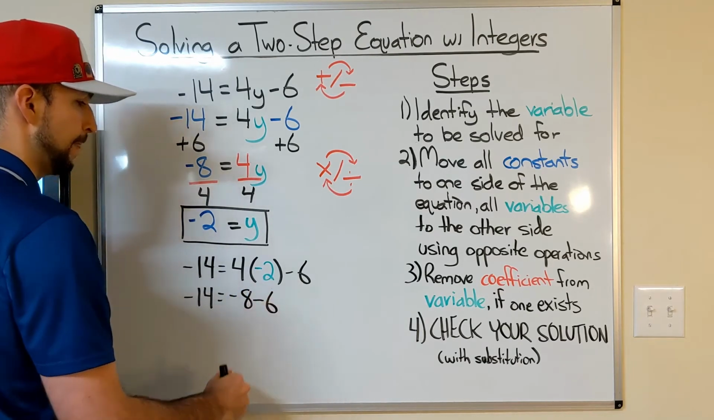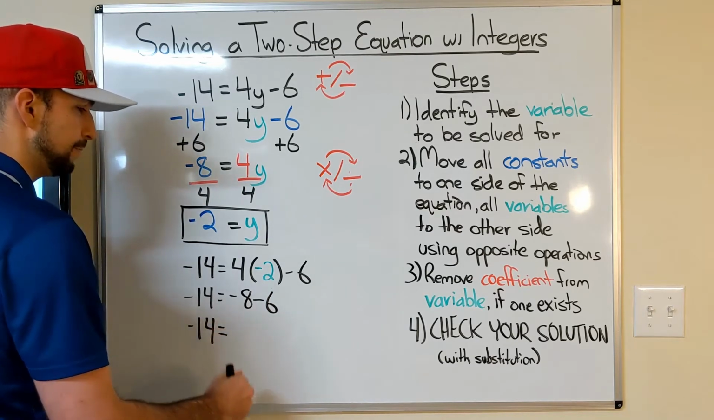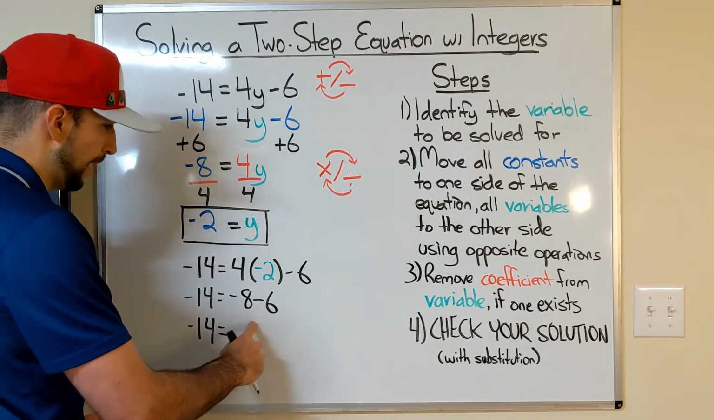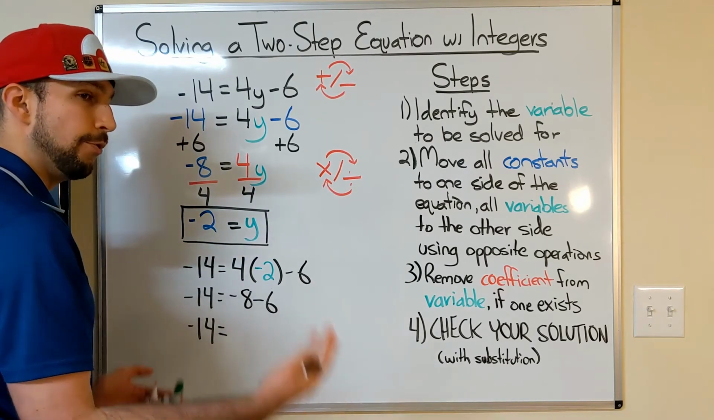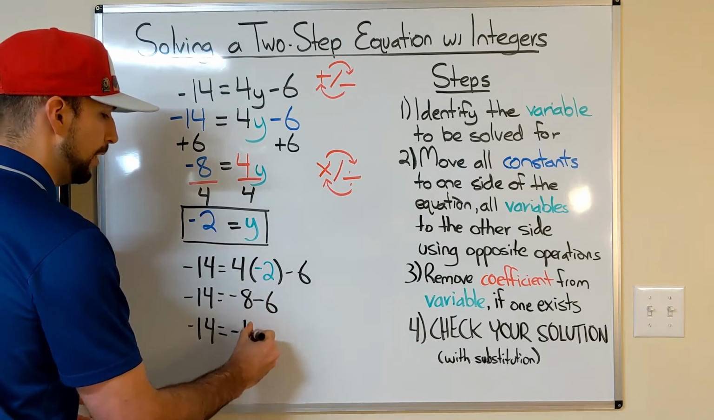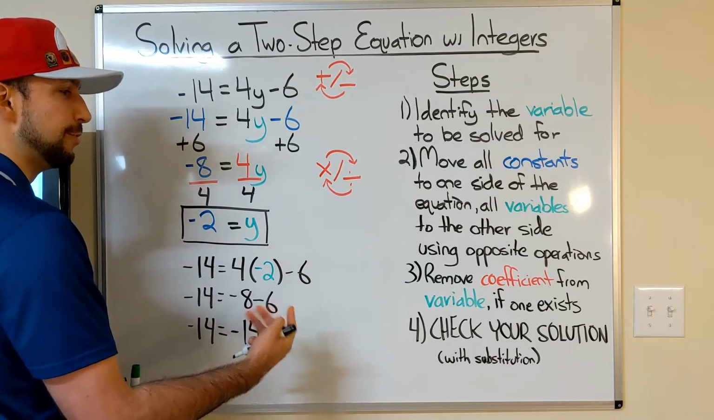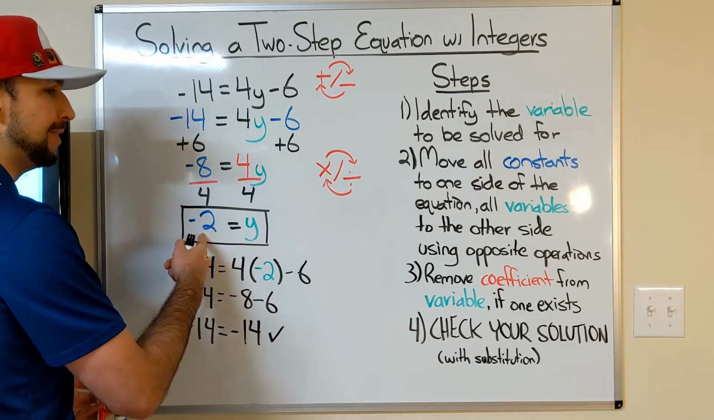minus 6. So is -14 equal to, if I owed $8 and I withdrew another $8 or borrowed another $8, I would owe more money, or a total of -14. So this does check out, and this is our solution. Y is equal to -2.